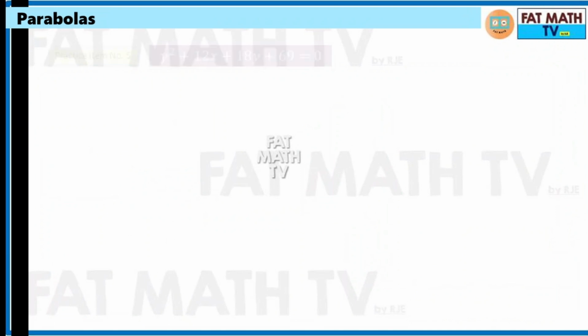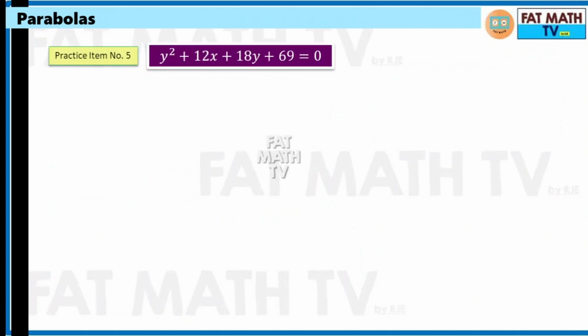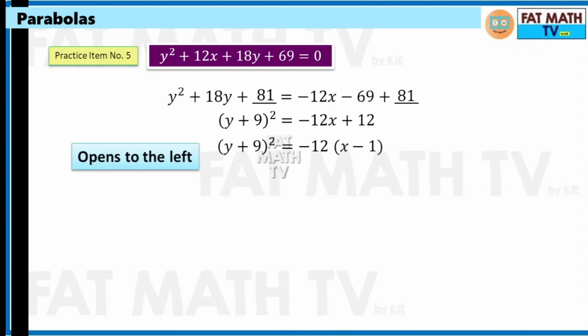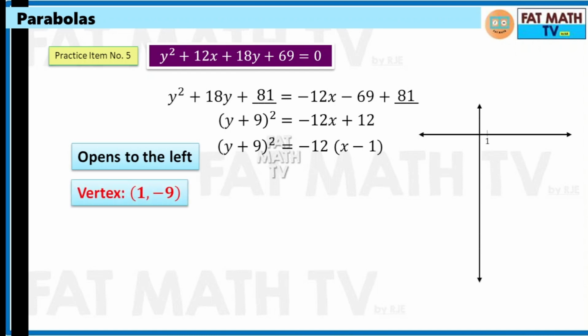Number 5. y squared plus 12x plus 18y plus 69 equals 0. Complete the square. You have to add half of 18 is 9, squared is 81. So add 81 to both sides of the equation. You will get y plus 9 squared equals negative 12x plus 12. And then factor negative 12. You will get negative 12 times x minus 1. So y is being squared and we have a negative on the right side, so the parabola opens to the left with vertex at 1, negative 9. 1, negative 9 is on the fourth quadrant, so we have there, opens to the left.